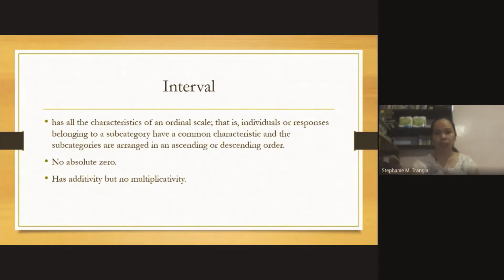So what is additivity? Additivity differs from multiplicativity. Additivity means that 20 degrees Celsius plus 20 degrees Celsius equals 40 degrees Celsius. That is additivity. But when we say multiplicativity, we cannot say that in an interval scale. You cannot say that 40 degrees Celsius is twice as hot as 20 degrees Celsius. That's wrong, because there is no multiplicativity property under the interval scale.